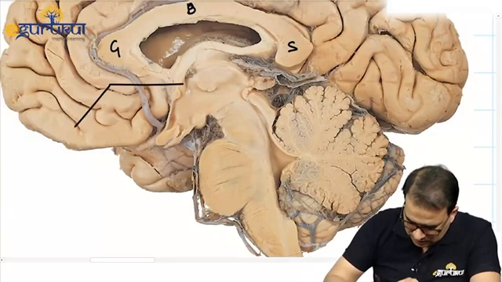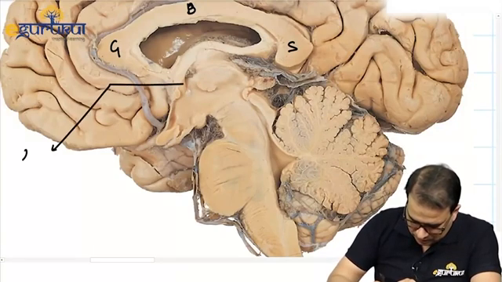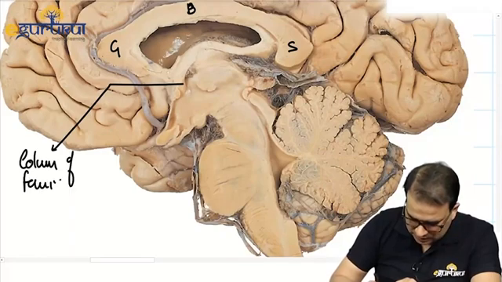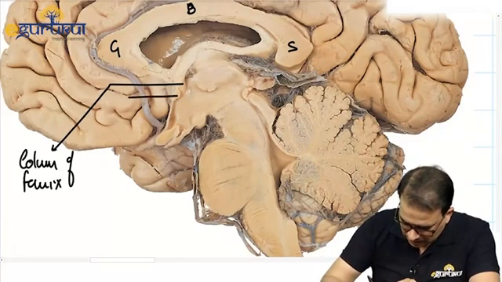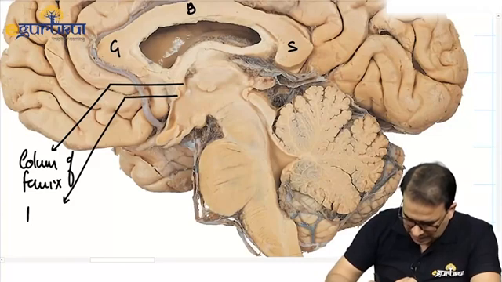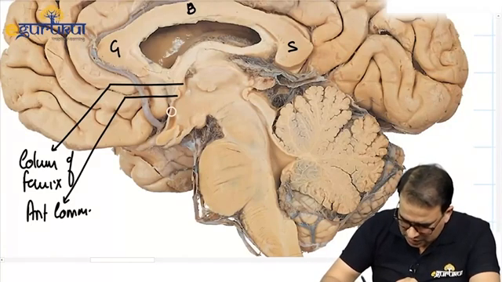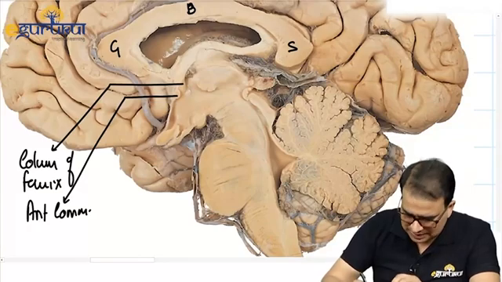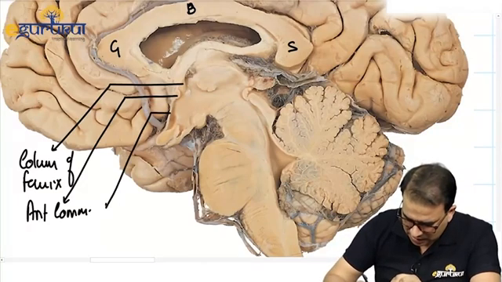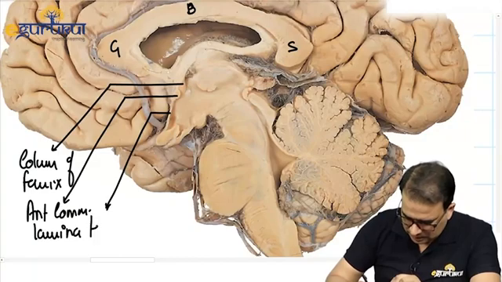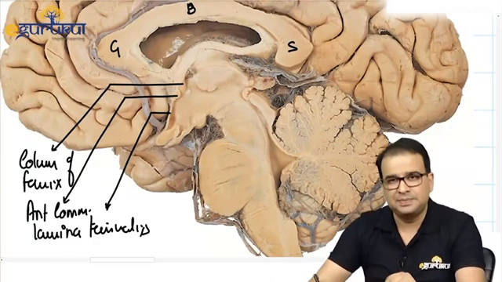This here is the column of fornix. That commissure is the anterior commissure. And just below the anterior commissure, guys, this here is called as the lamina terminalis. That is lamina terminalis.